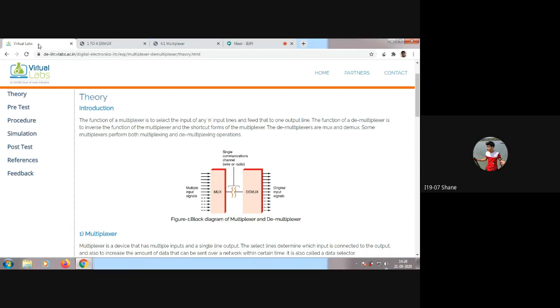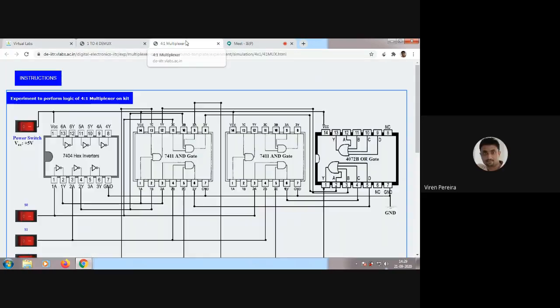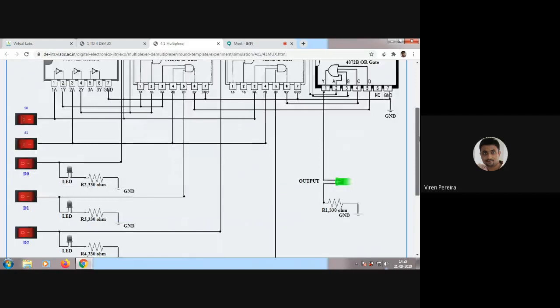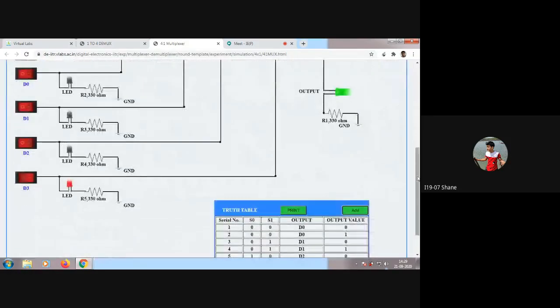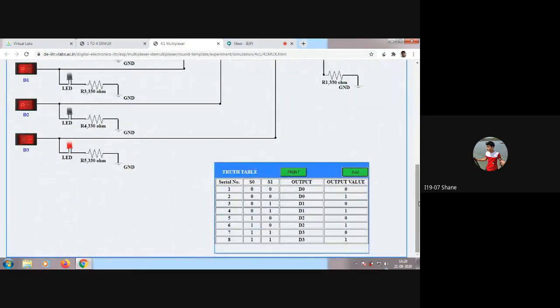So after completing the multiplexer one, the truth table. Multiplexer or demultiplexer? Multiplexer. Okay. Tell me. So I added the cases. So first you have to take the first case, 0 and 0. 0 and 0 will have a case where D0 equals 0 and D0 equals 1. So this is the first case.